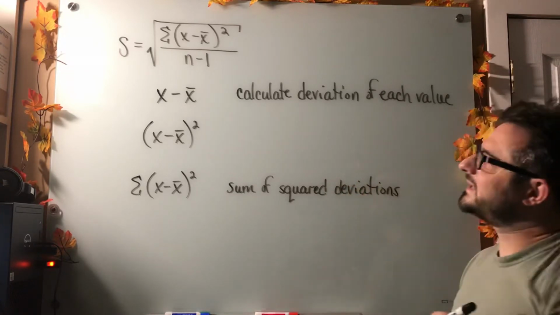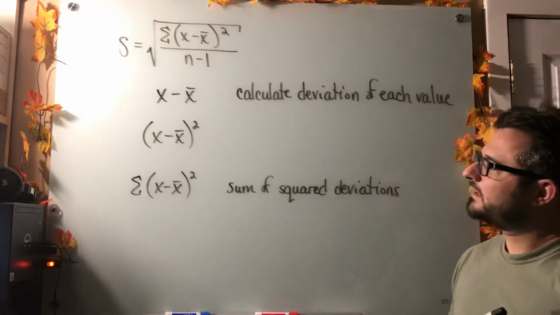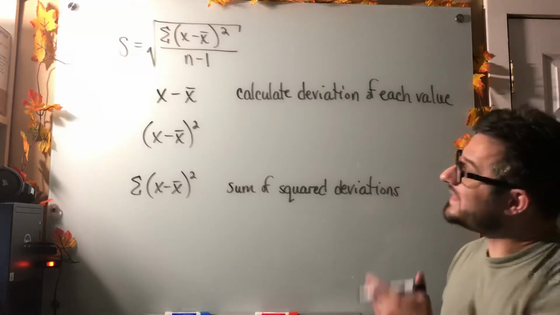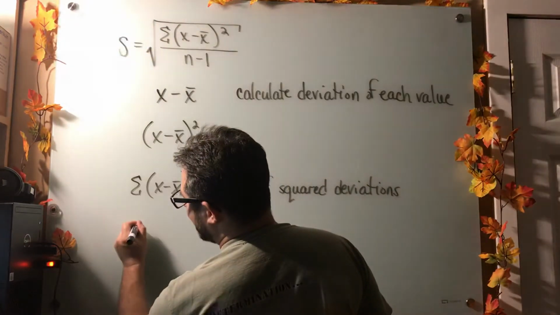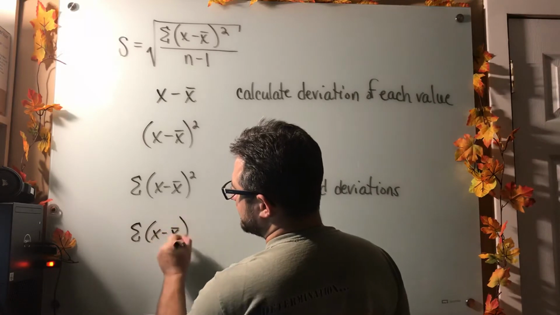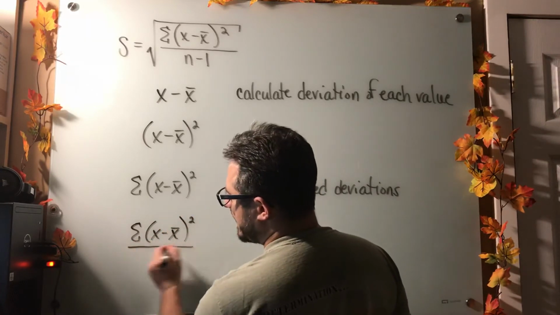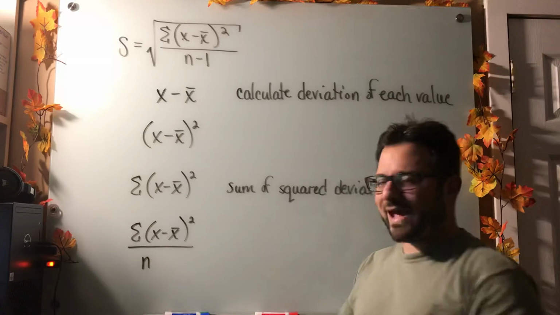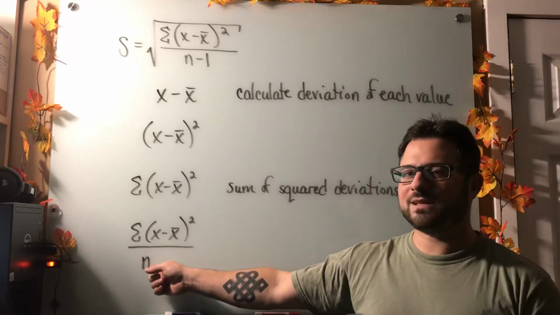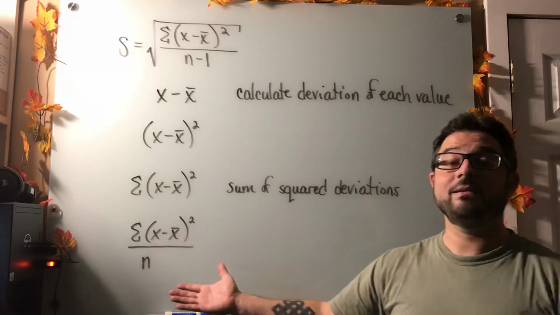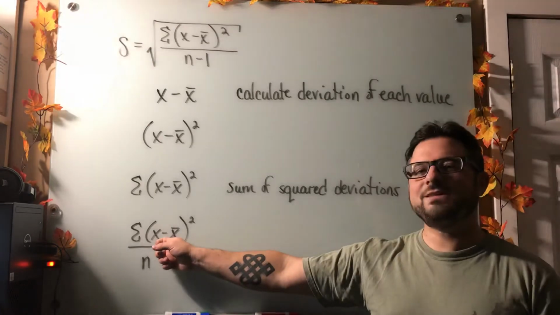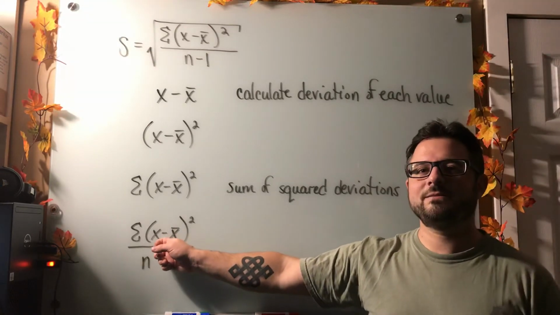Now you might recognize a familiar element to this. Adding up a bunch of things, and then the next step is to divide it by, well, if we ignore that minus 1 in the denominator for a quick moment, if we're adding up a bunch of stuff and then dividing it by the number of things that we added, that's the mean. But it's not the mean of the data values, it's the mean of the squared deviations.